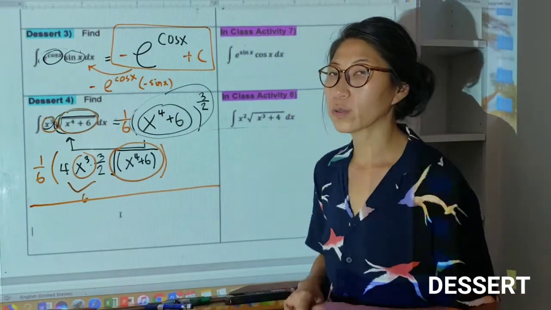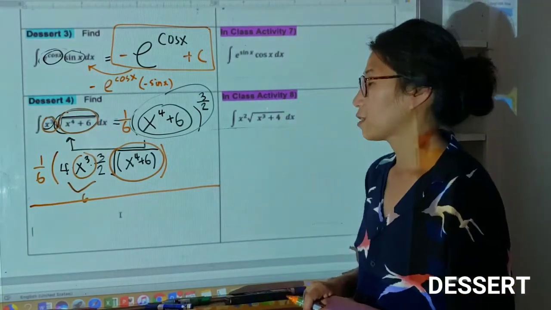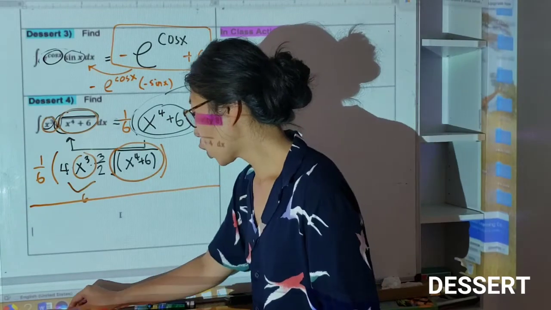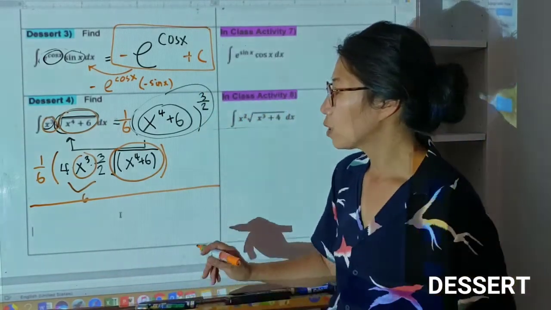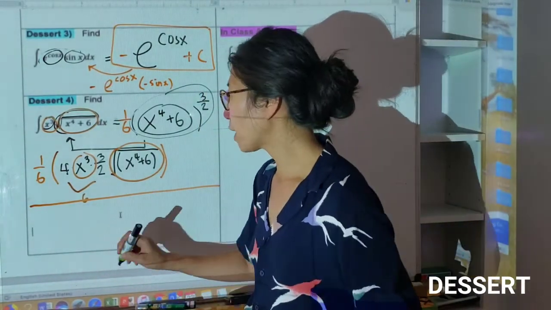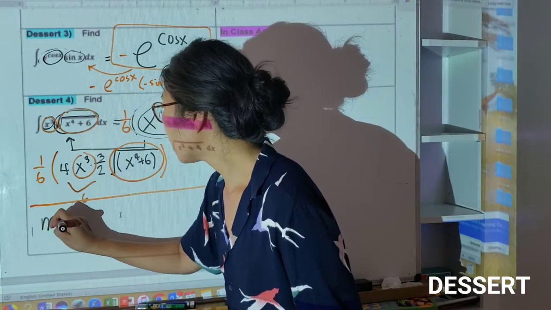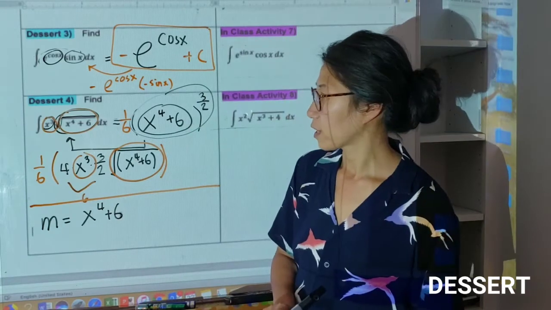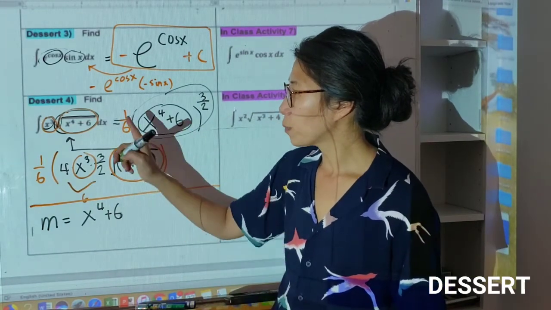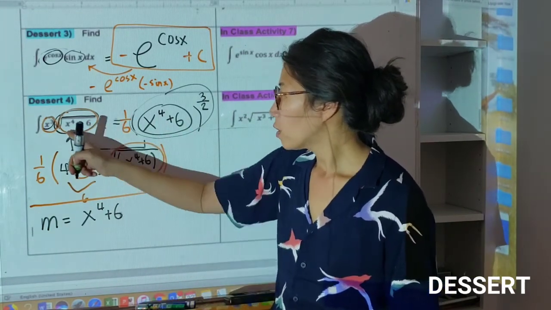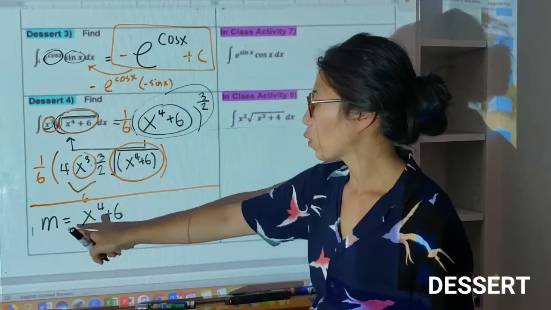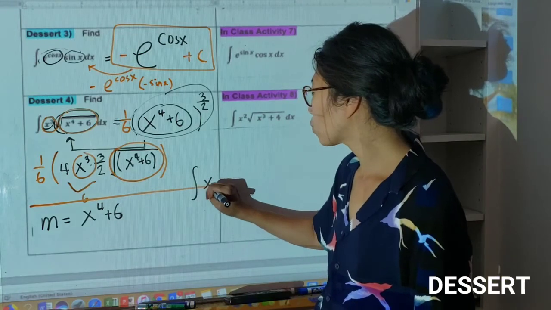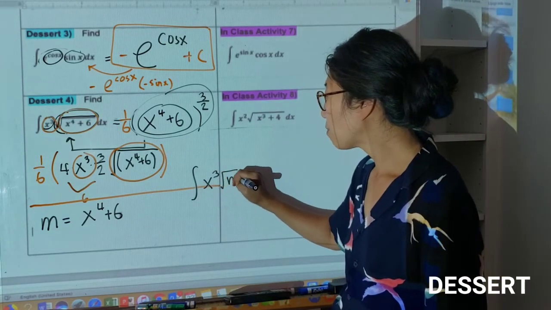Now I'm going to show you substitution method. Substitution method, which is there are some variables that are really hard. So I'm going to substitute. This time I like to substitute m as x to the 4th plus 6. Okay. Then my equation will be easier to write. So now I'm going to rewrite this equation using substitution. Then I will have integral x cubed square root of m dx.